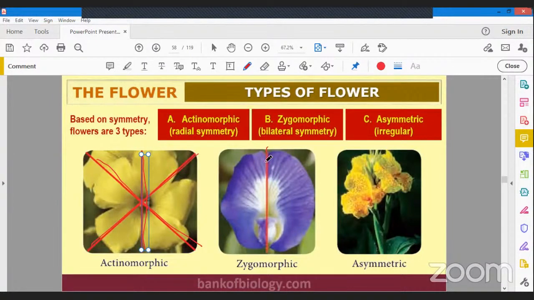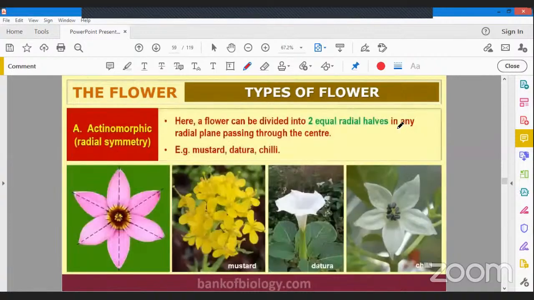If you cut it along a line and you get two similar halves, but along the other ones you don't get two similar halves, then it is called bilateral symmetry. If you don't get two similar halves along any plane, then it is called asymmetrical flowers. So take it down, students. Actinomorphic flowers or radial symmetry flowers: here the flower can be divided into two radial halves in any radial plane passing through the center.